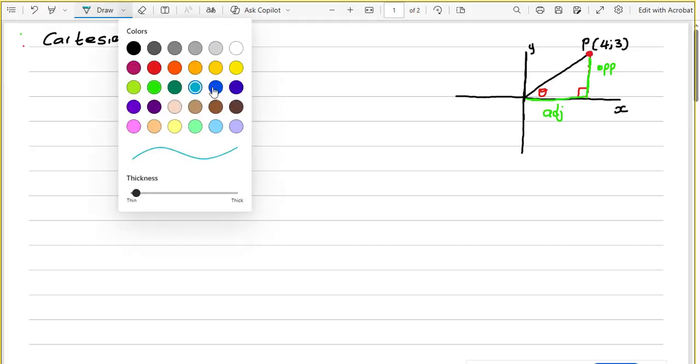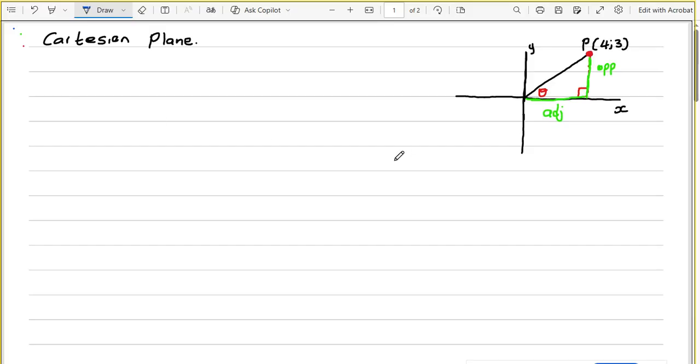Tell me if you need help, okay? So are you saying from point P, I should find out the adjacent and the opposite? Yes, from point P. I just want you to tell me if 4 is the adjacent or if 3 is the adjacent. Oh, 4 would be the adjacent, and then 3 would be the opposite.